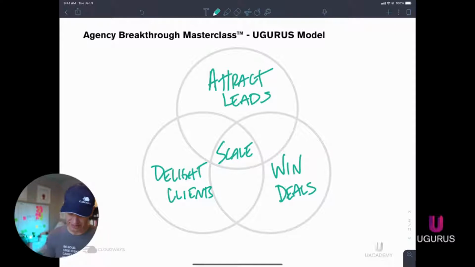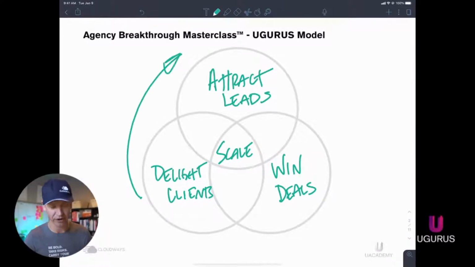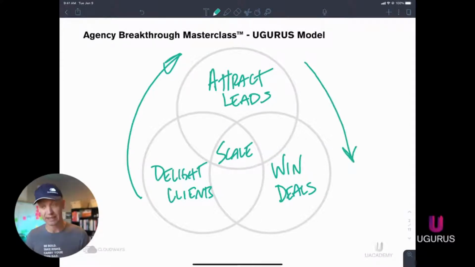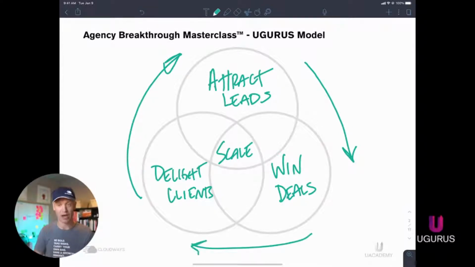When we do that successfully, something kind of cool happens. When we make people really happy, they go out there and talk about us. When we get really great results, we have case studies and examples, and lots of people like to see results that other people have achieved. So that helps us attract more leads. And when we attract more of the right leads, we win more deals. And when we win better deals, it's easier to deliver and delight our clients. So this is how I look at your business.